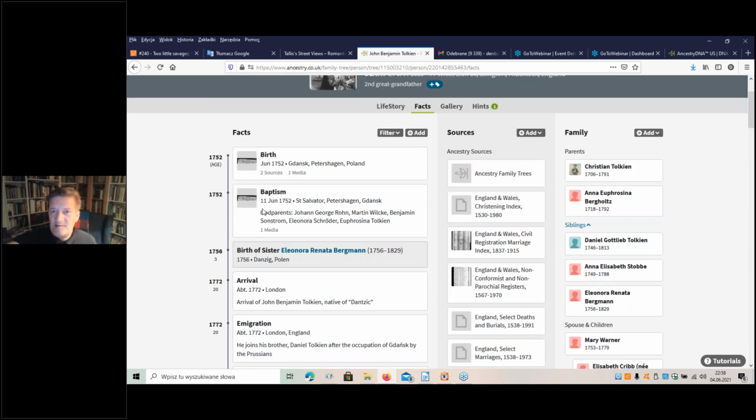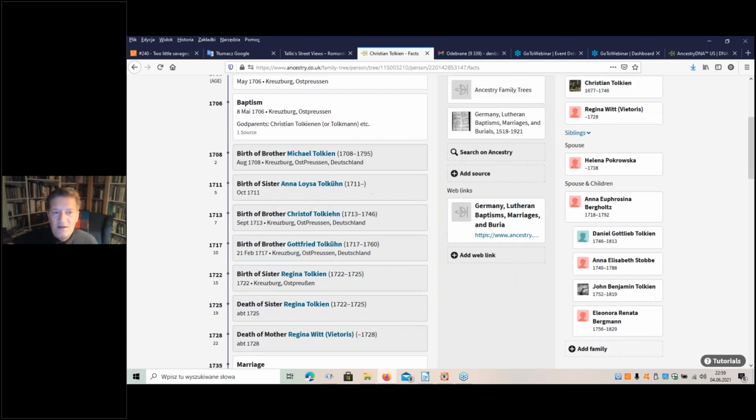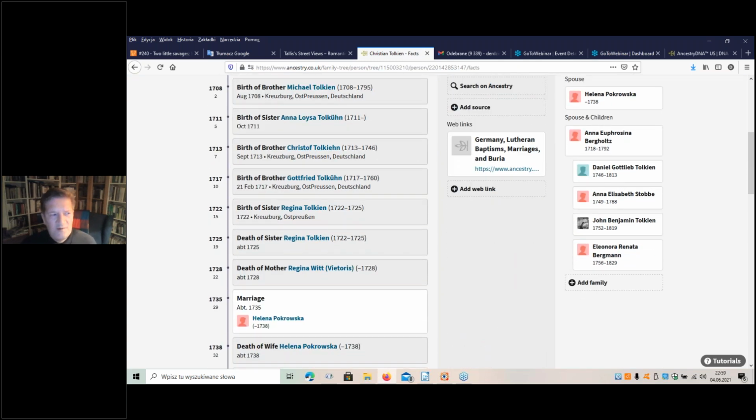And now we can see his father, Christian Tolkien. Christian Tolkien was born in 1706 in Kreuzburg in Prussia, so not in Gdańsk. He migrated to Gdańsk when he was very young because the Kingdom of Prussia was a difficult place for young men to stay, because its army was very hard. Young people had to serve in the army very long, and it was difficult for their lives. So many young people fled from Prussia to Gdańsk, to other places in Europe, and then the Prussian militaristic state tried to find them and take them back home.